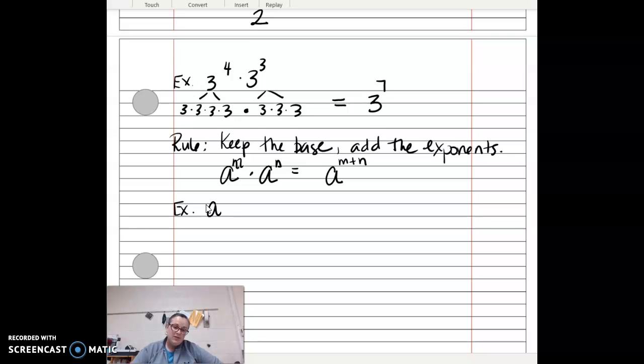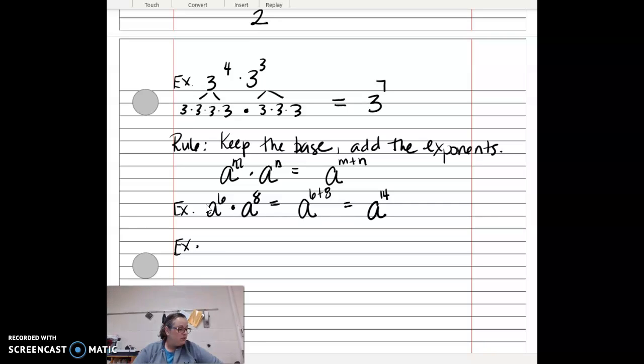Like a to the 6th power times a to the 8th power. Well, the bases are the same, so I'm going to keep my base a, and then all I have to do is add my exponents, 6 plus 8. So I get a to the 14th power. If I were to actually do this out, I would have 6 a's here, 8 a's here. Altogether, I would have 14 of them.